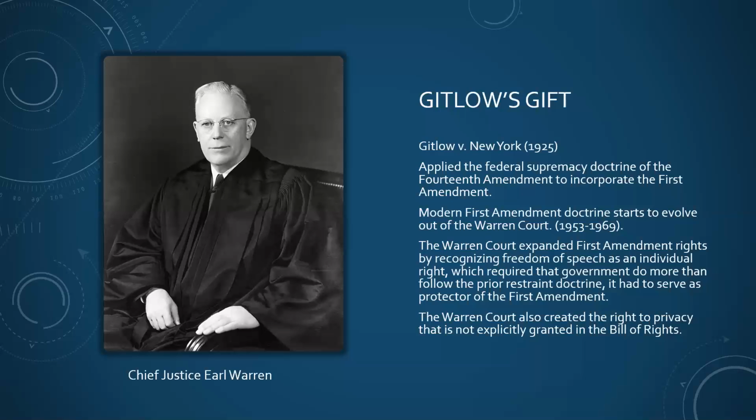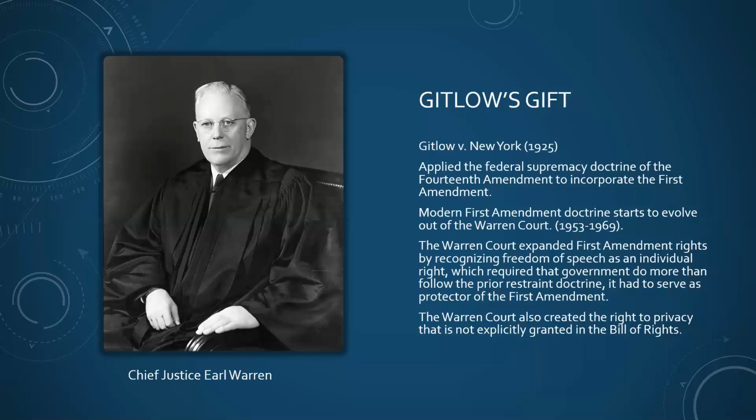Each person in the nation had a guarantee to free speech and press, which previously they hadn't, because it had been the state's authority to write legislation that would dictate what speech was protected or not. So that's why this was a big case, because even though Gitlow lost, this is where our modern First Amendment doctrine starts to evolve. It's coming out of the Warren Court.